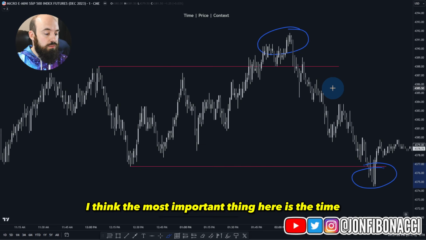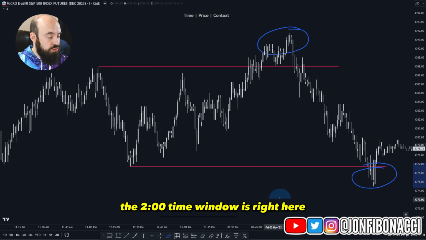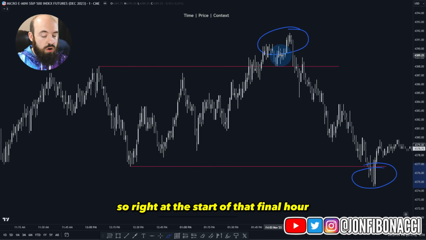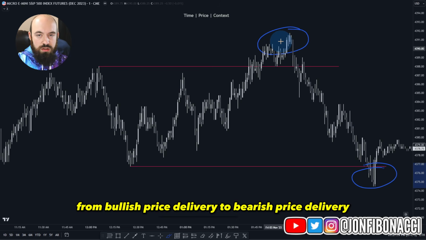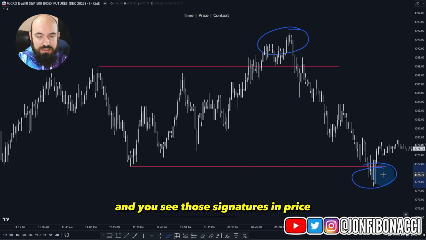But again, I think the most important thing here is the time. Don't forget the 2 o'clock time window is right here. So right at the start of that final hour, you see that here. Distribute one more time and then break down, a shift from bullish price delivery to bearish price delivery, and you see those signatures in price.